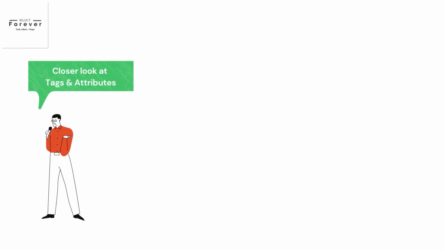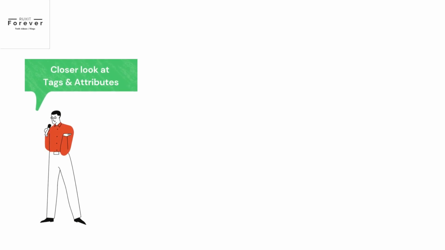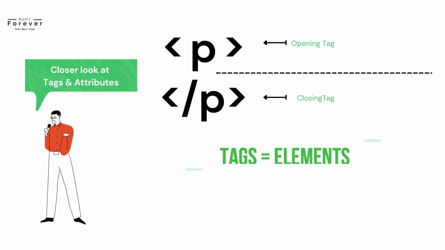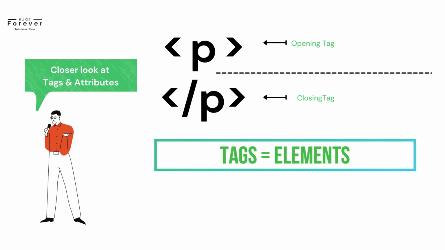Let's understand the tags and attributes. The characters in the brackets indicate the tag's purpose. For example, in the tags above, the P stands for paragraph. The closing tag has a / after the left angle bracket symbol. Most important thing, the terms tag and element are often used interchangeably.